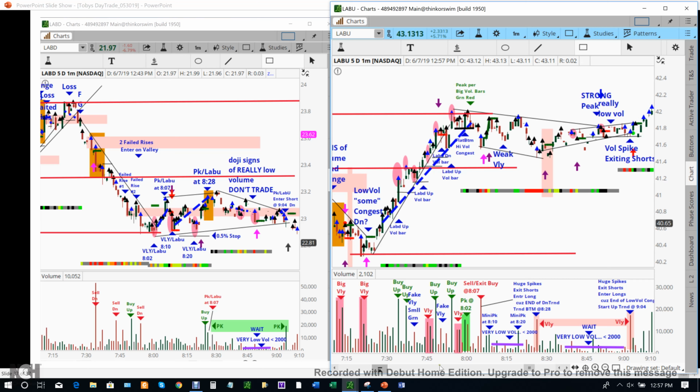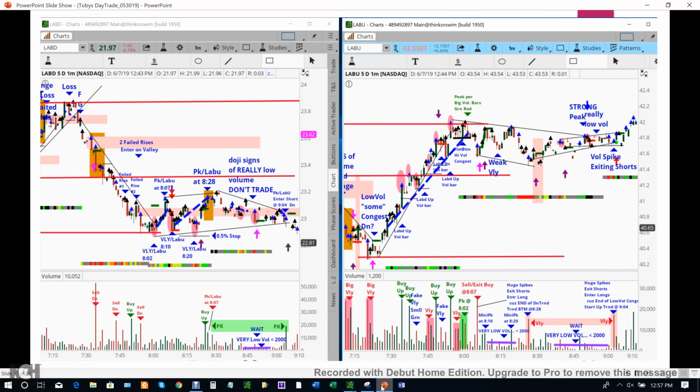Okay, so now I'm going to go back to the PowerPoint presentation. If you have a lone red candle all by itself, you can't just look at the volume bars, because if you look at a lone red candle all by itself, you can't tell if it's a valley or a peak.